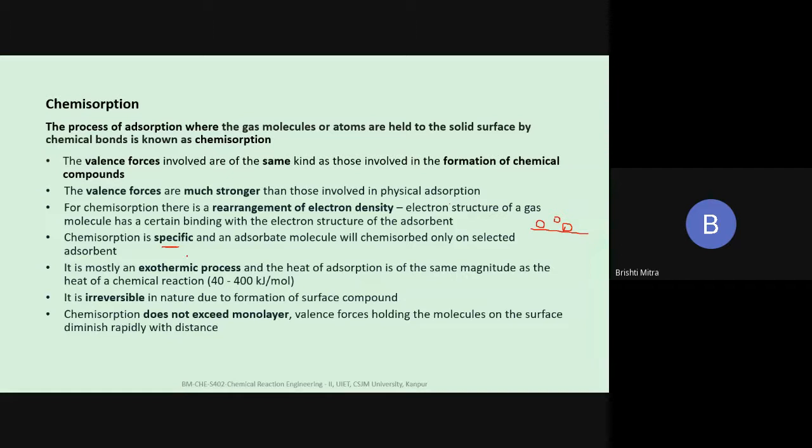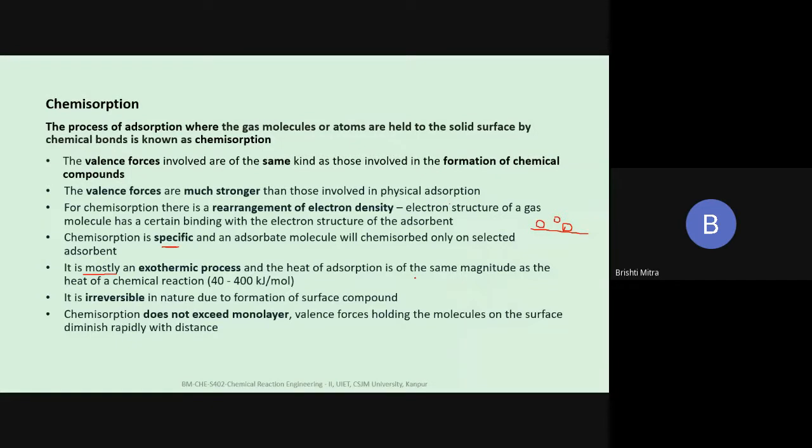It is also exothermic in nature, but here if you notice I have written the word mostly, it is mostly exothermic in nature. That means we could have certain situations where the adsorption process is also endothermic. In the exothermic process, the heat of adsorption is much larger than what we had seen for physisorption. So the heat of adsorption is about the same magnitude as the heat of a chemical reaction. So what kind of values are we talking about?